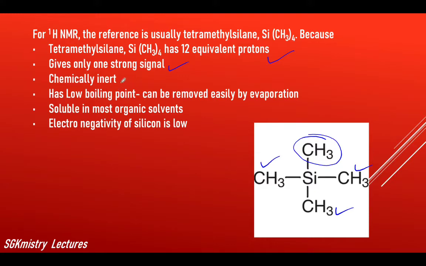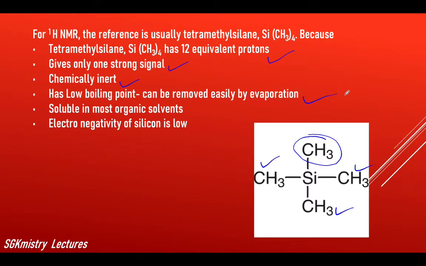It is also chemically inert. Inert in the sense it does not react very easily with other compounds. We can just imagine why this point is so necessary, because if the reference compound reacts with other compounds or the compound which we are studying, then it may lead to some other product, and the products will give some other signals. Then we may not be able to understand what the signals are that have to be obtained for the compound under study. So we need to select a reference compound in such a way that it should not react with the compound under study. It also has a low boiling point.